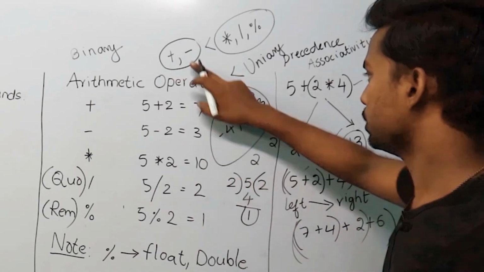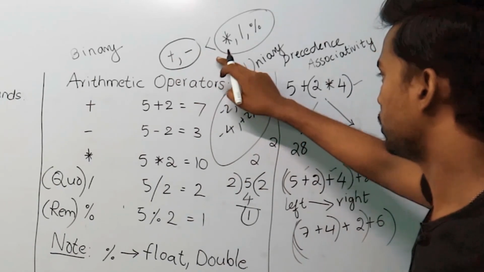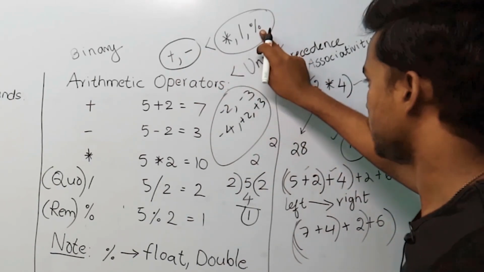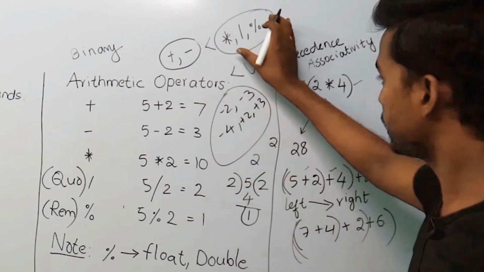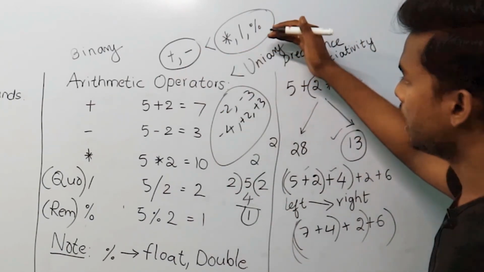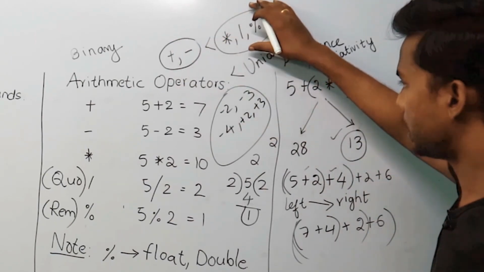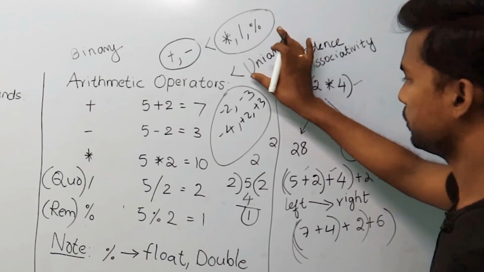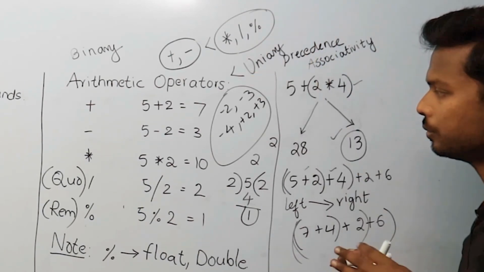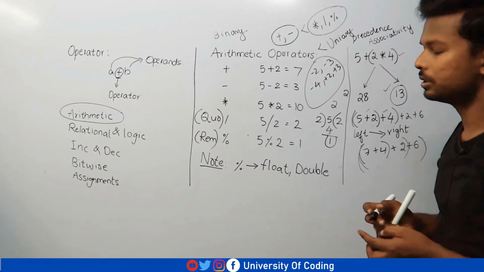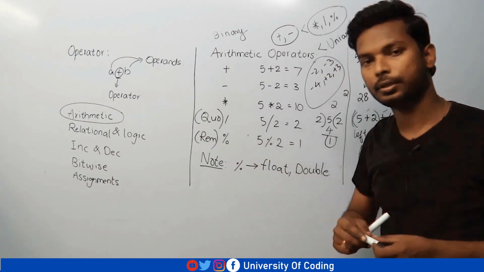So the precedence values of plus and minus will be less than that of star, divided by and modulus. Plus and minus have the same precedence values, and these three have the same precedence values. The precedence of plus and minus is less than that of star, divided by and modulus, and that is less than that of unary operators. So this is about arithmetic operators. In the next class we shall see relational and logic operators.